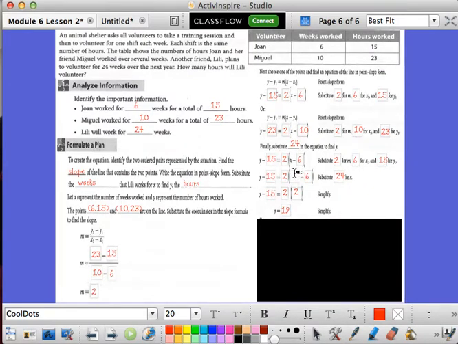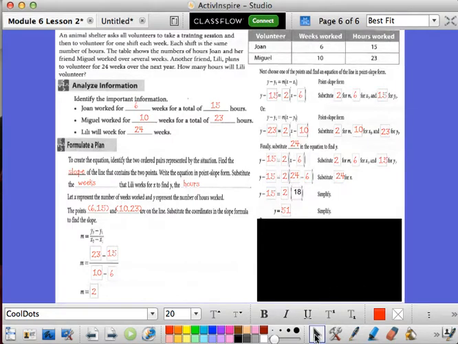Okay, so then now I have y minus 15 is equal to 2 times the quantity 24 minus 6. And when I do 24 minus 6, I get 18. When I do 2 times 18, I get 36. And then I have to add 15 to both sides, and I get 51.